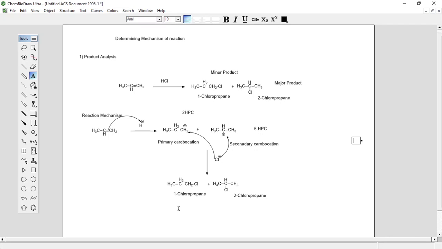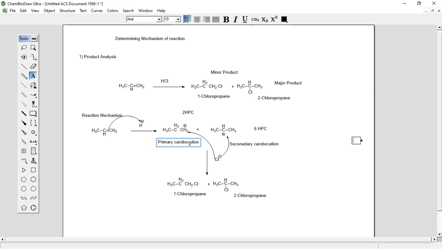In this HCl, the positive part is H and Cl minus is the negative part. The negative part of the reagent adds to the carbon that has fewer hydrogens, and that is called Markovnikov's rule. Here the primary carbocation carbon has 2 hydrogens, and the middle carbon has only 1 hydrogen. So the negative part adds to the carbon with fewer hydrogens, and the addition of HCl takes place on the basis of Markovnikov's rule.